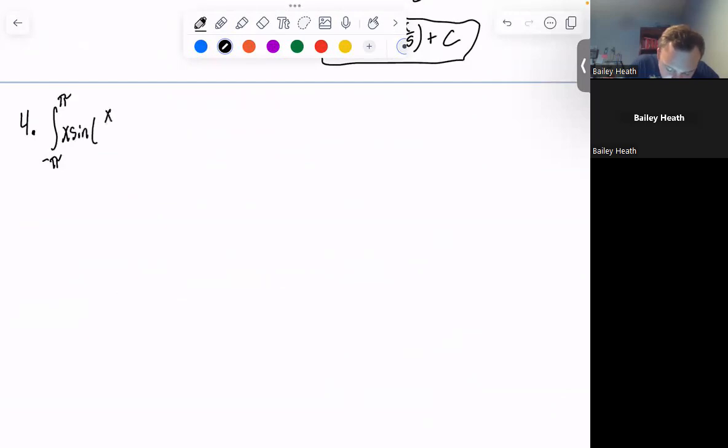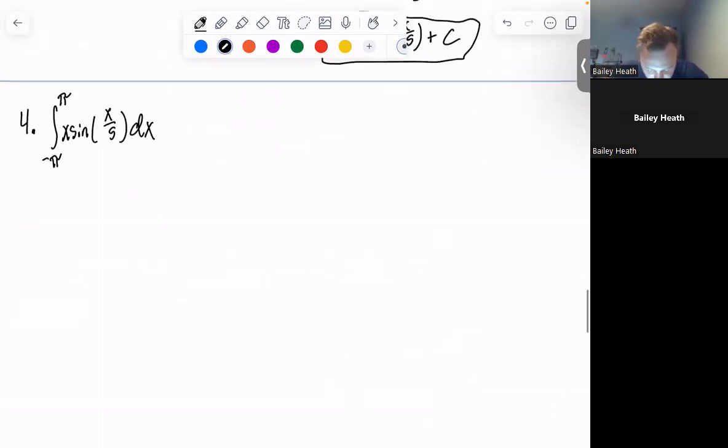Okay. So this is problem 4 that we have. We have the integral from negative pi to pi of x times sine of x over 5 dx. Okay. So my thought here is to use integration by parts.